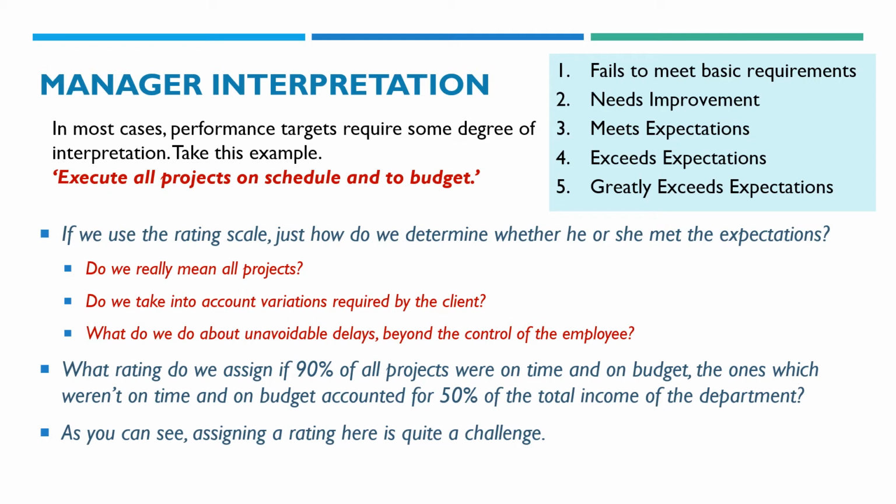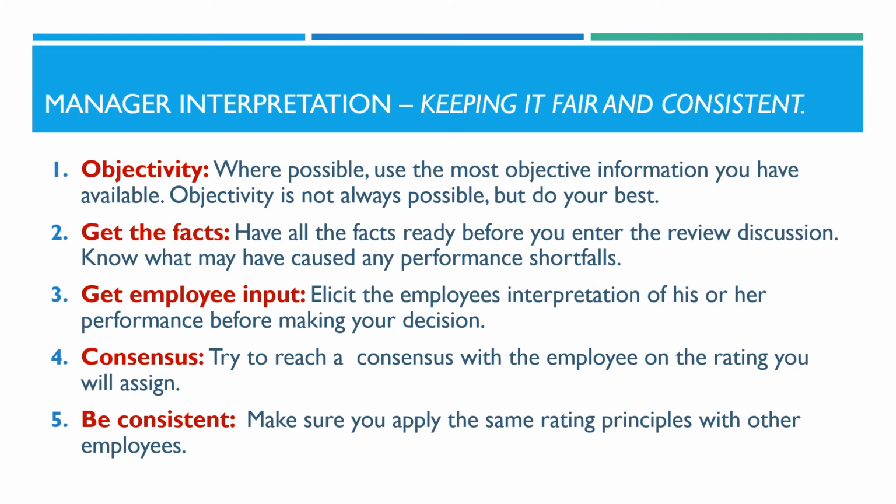What do we do about unavoidable delays, beyond the control of the employee? What rating do we assign if 90% of all projects were on time and on budget, the ones which weren't on time and on budget accounted for 50% of the total income of the department? As you can see, assigning a rating here is quite a challenge. So, how can we make a decision in such a situation?